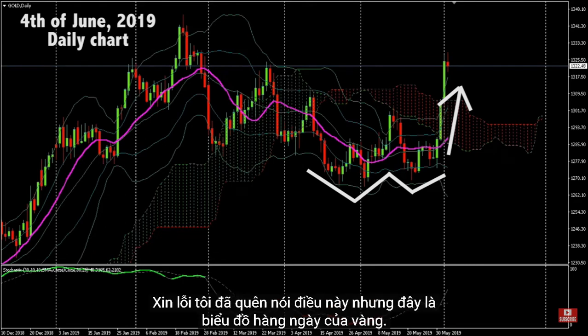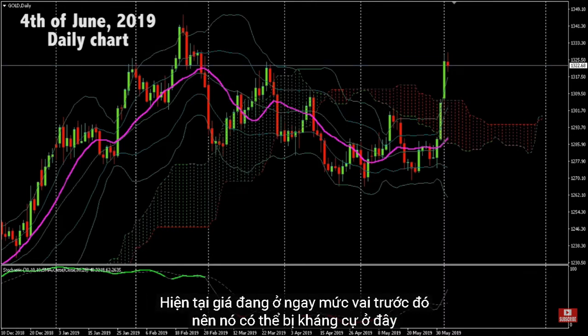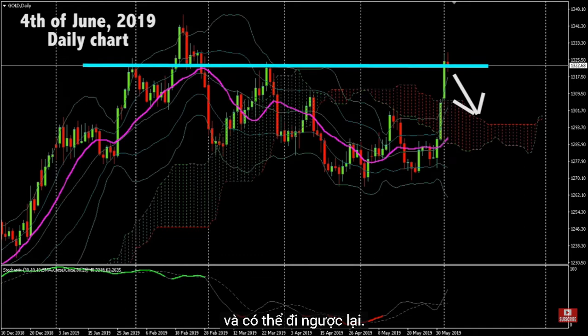Sorry, I forgot to say this, but this is the daily chart of gold, by the way. So I will look for a buy chance as I see this environment. Currently, the price looks right at these previous shoulders level, so it might be resisted here and possibly go backwards.